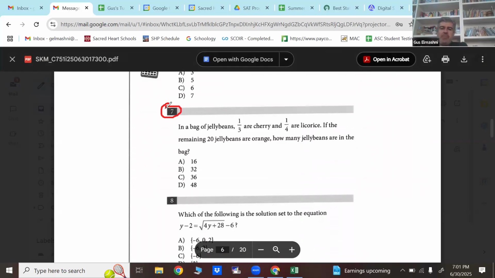Okay, you got 3 types of jelly beans. You got cherry, licorice, and orange. How many are in the bag with all that information to give you? Well, here's what I'm going to do. First off, there's one answer that makes absolutely no sense. That's mathematically impossible, because one of these 4 choices has to be the total, right?